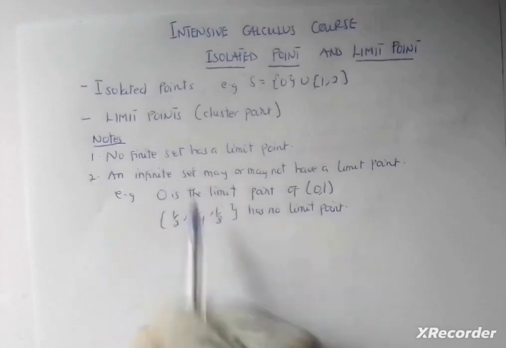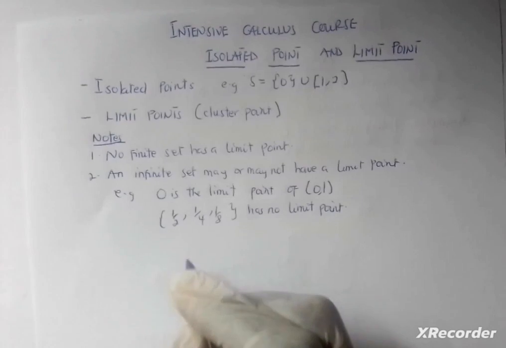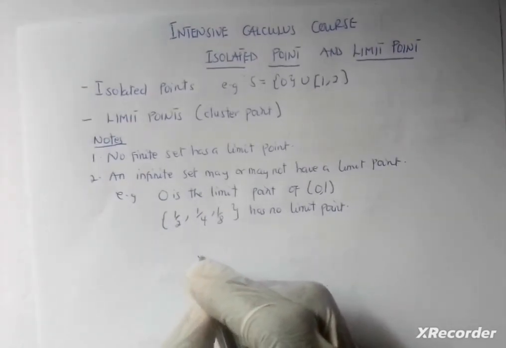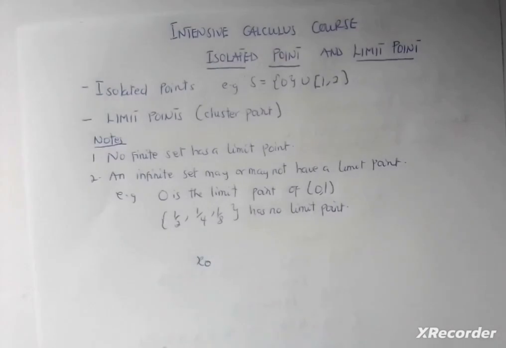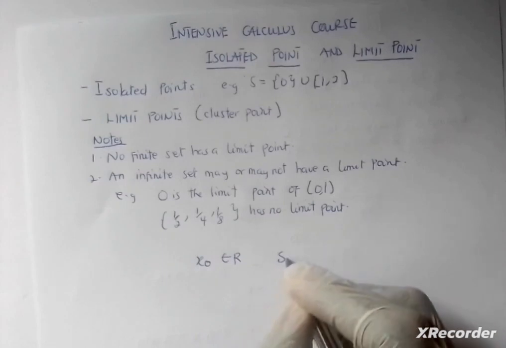So when I say isolated points, what am I talking about? Isolated points are points in an interval. Let's say I have an isolated point, say x naught, which happens to be a real number. And I'm saying that it's an isolated point of a subset S of the real numbers.